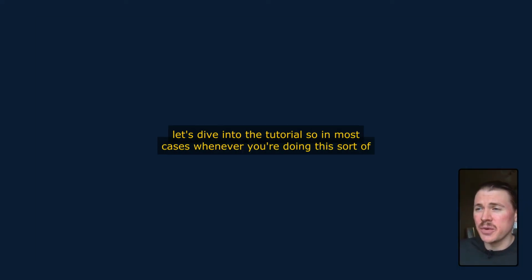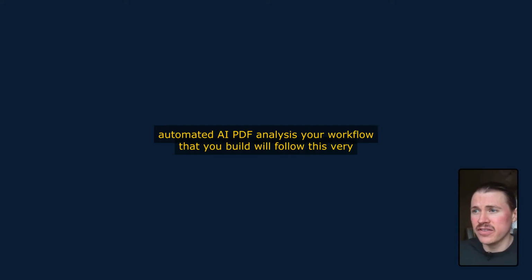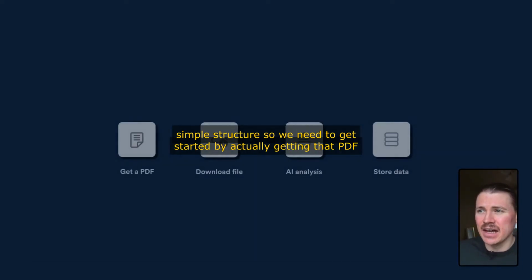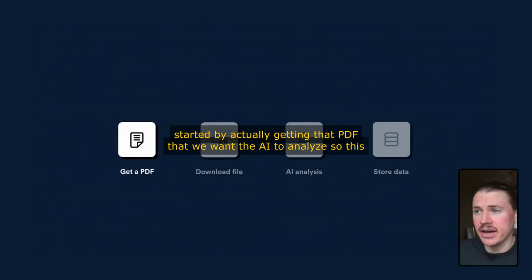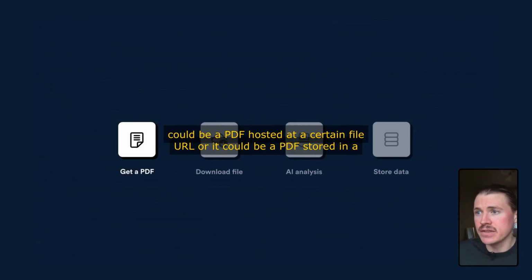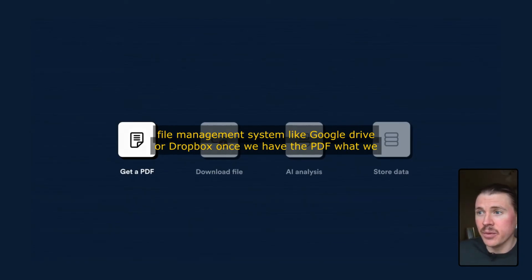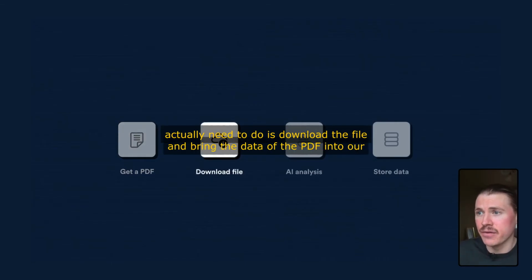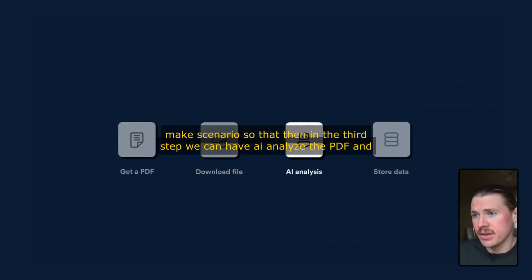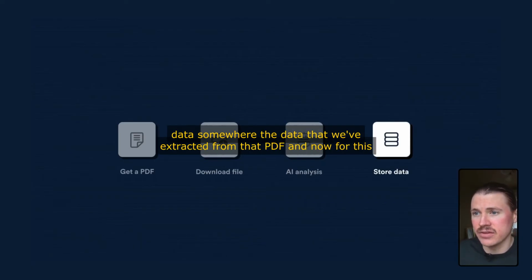So in most cases, whenever you're doing this sort of automated AI PDF analysis, your workflow will follow this very simple structure. We need to get started by actually getting that PDF that we want the AI to analyze. This could be a PDF attached to an email, it could be a PDF hosted at a certain file URL, or it could be a PDF stored in a file management system like Google Drive or Dropbox. Once we have the PDF, what we actually need to do is download the file and bring the data of the PDF into our Make scenario, so that then in the third step, we can have AI analyze the PDF. And then lastly, we need to store or send the data somewhere, the data that we've extracted from that PDF.